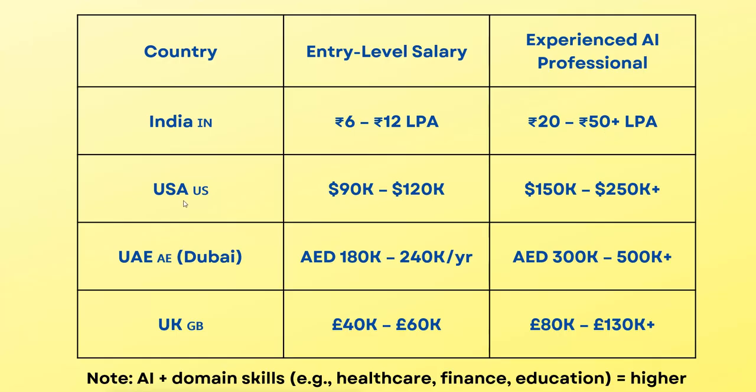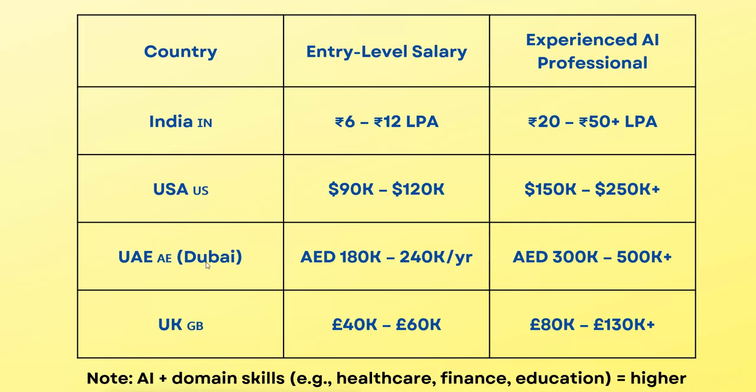Next, in the USA, for an AI entry level the salary is $90,000 to $120,000. You can multiply 90 with the current rate, around 86. So 90 into 86 will give you a figure, and you can imagine how high it could be. And an experienced AI professional can get a salary of around $150,000 to $250,000 plus.